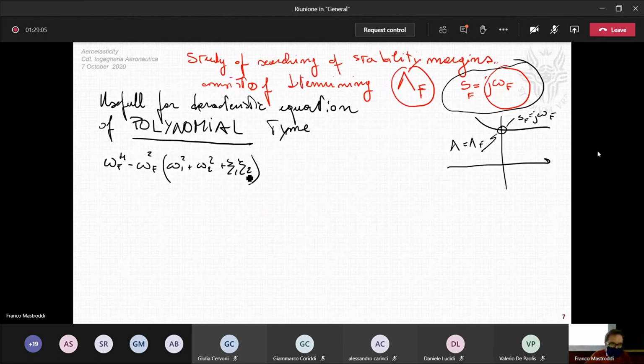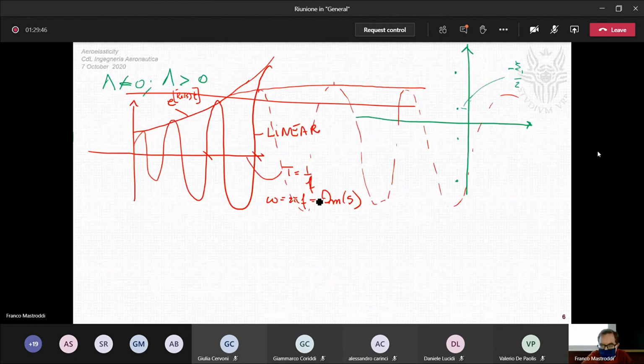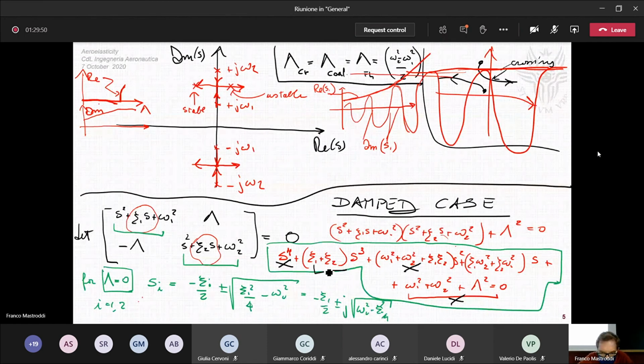And so I have to add also plus omega 1 square, omega 2 square plus lambda square, and plus J, and next the imaginary part as given by the odd power of S. And so we have J, or I if you prefer, minus zeta 1 plus zeta 2 omega flutter to the power 3 plus, and this is given by the third order power here, and then I have this as the first power of S to be included in the odd or imaginary part.